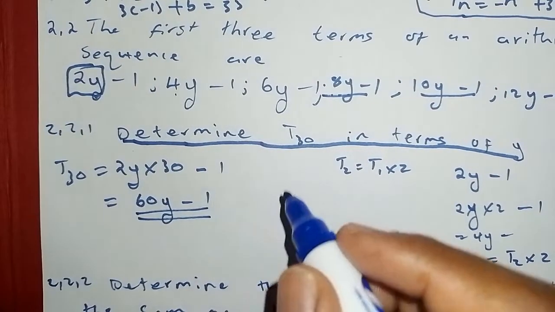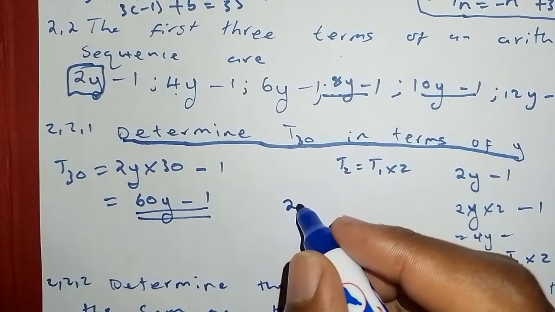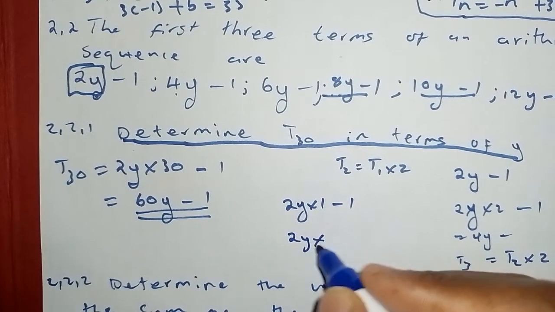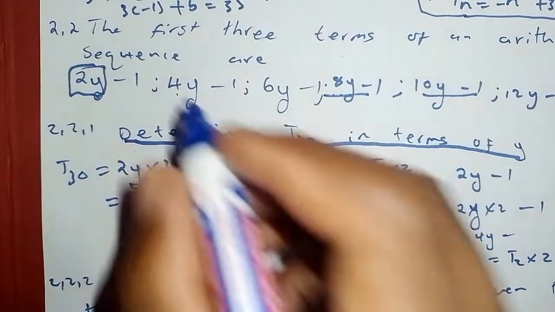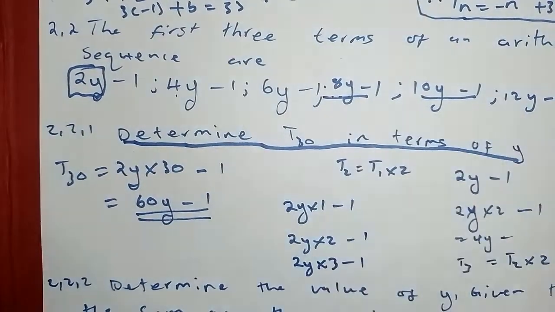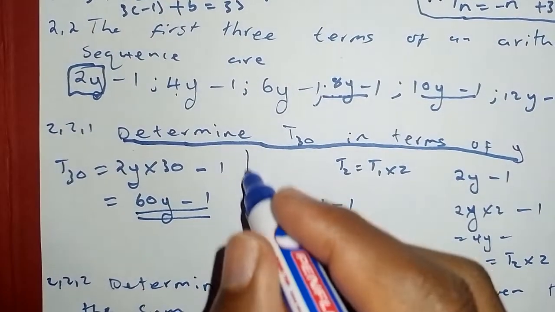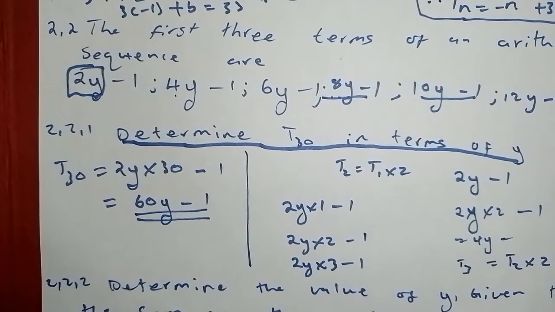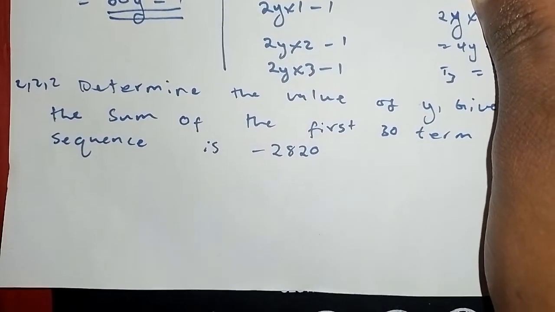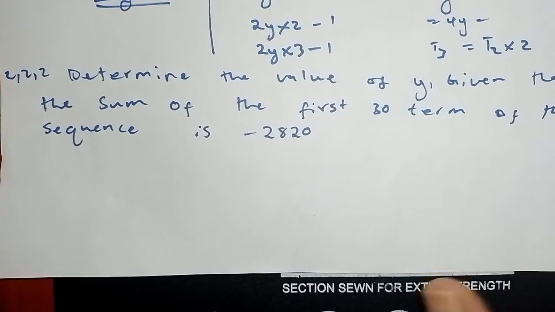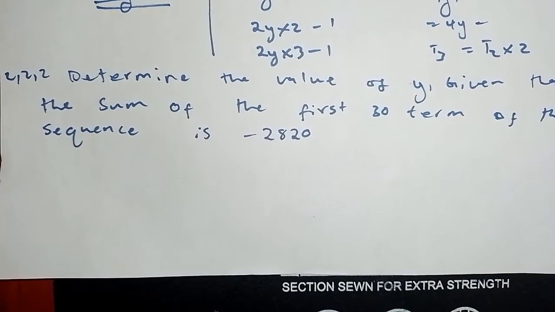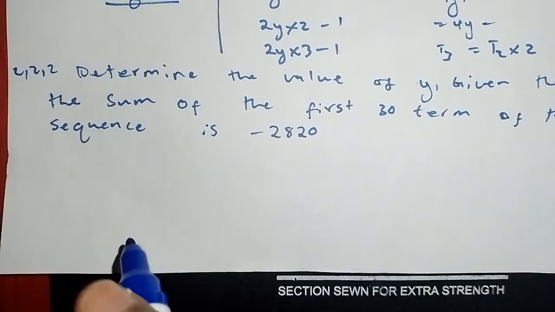So now, from here, they said 2y multiplied by 1 minus 1. They got 2y. Then they said 2y multiplied by 2 minus 1. They got 4y. They said 2y multiplied by 3 minus 1. They got 6y. Continuing with the pattern like that. Okay, there. Now, let's come to this one. I believe this is the last question for question 2, and then we're going to move to question 3 quick.